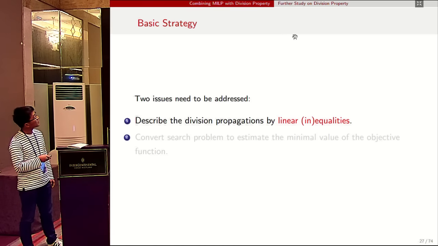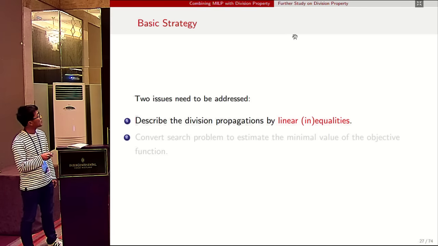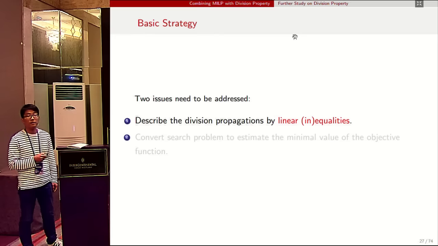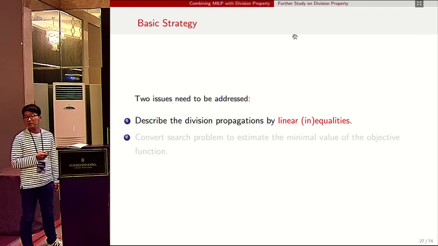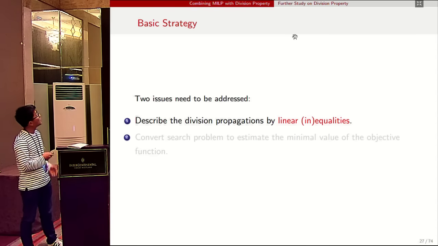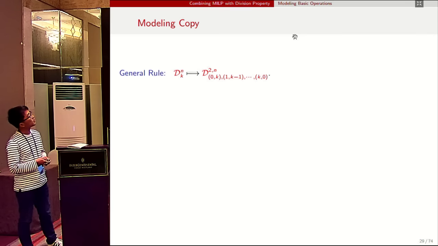Next, we can proceed to the first issue: describe the division propagations by linear inequalities. We will address these issues by modeling some basic operations used in the block cipher by linear inequalities. The first one is the copy operation.